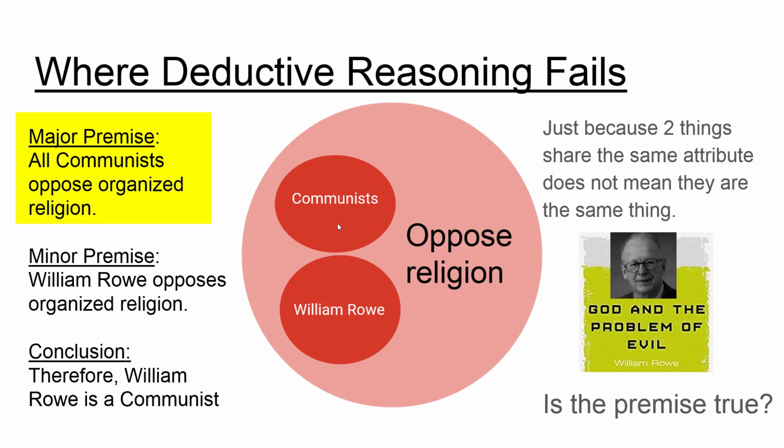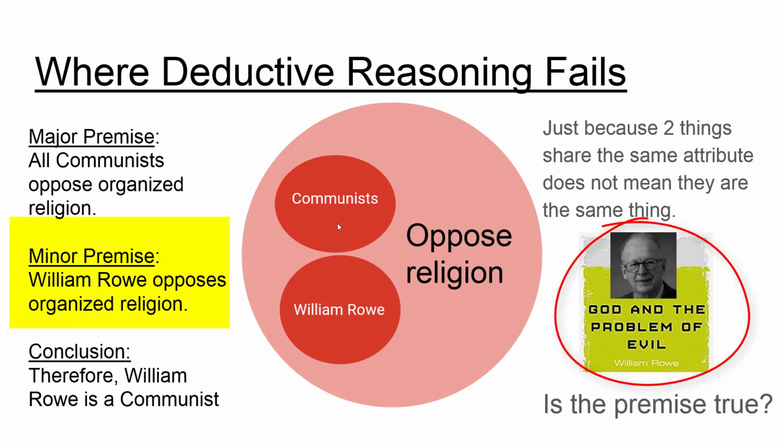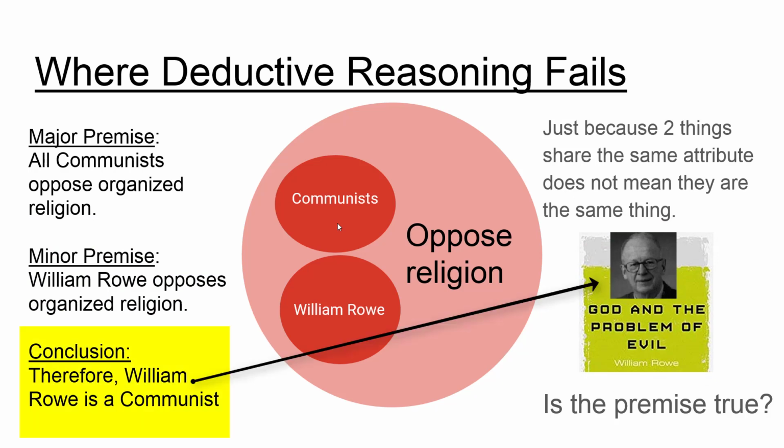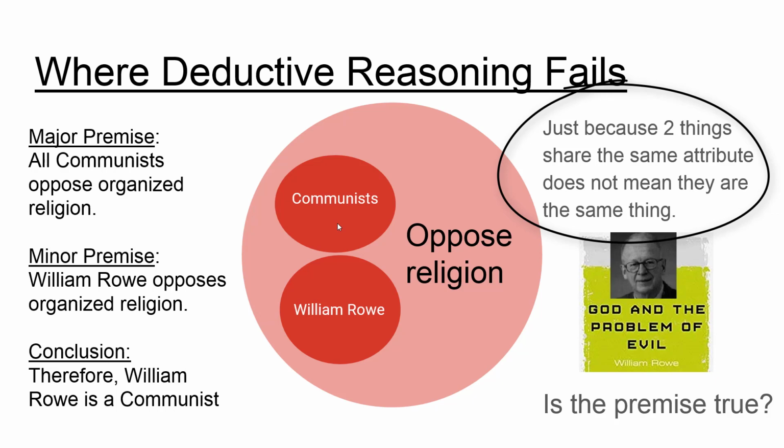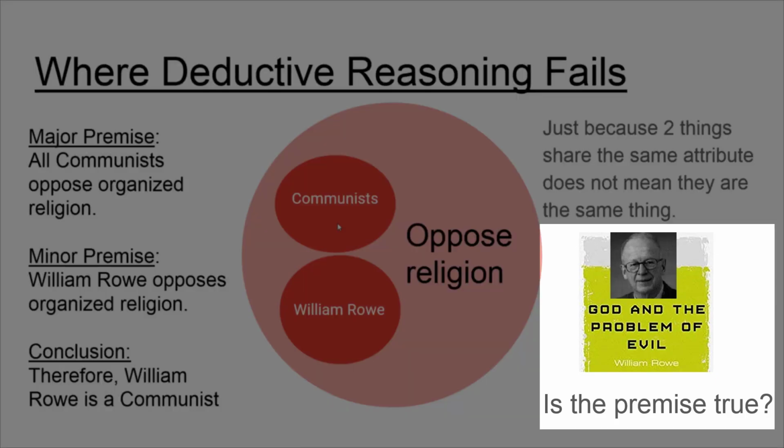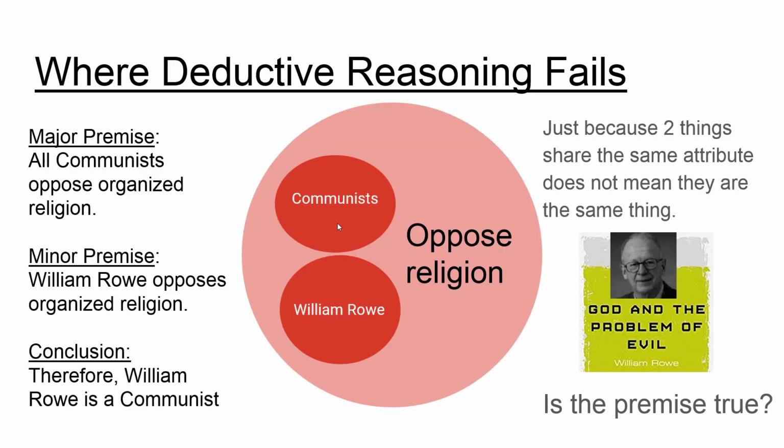Here's another example. The major premise, all communists oppose organized religion. Minor premise, William Roe opposes organized religion. Therefore, William Roe is a communist. In this thought process, communists and William Roe both oppose religion. But just because two things share the same attribute does not mean they are the same thing. Just because both oppose religion does not make William Roe a communist. So is the premise true? No. The deductive reasoning fails.